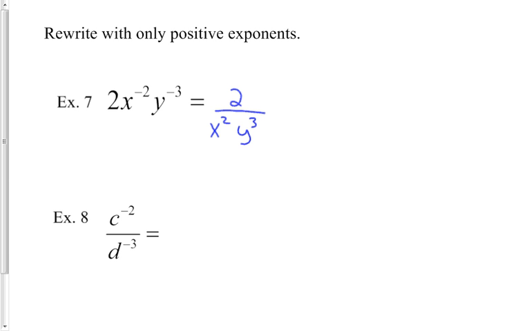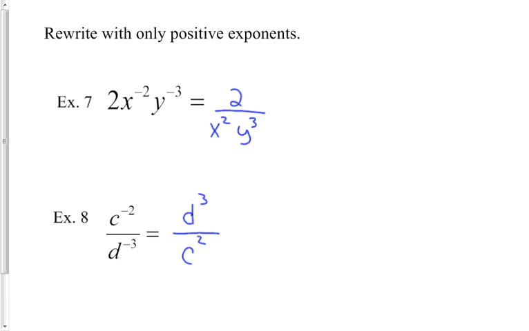And our last example here, both the c is raised to a negative exponent and then the d is raised to a negative exponent. So basically they're just going to change places. The d is going to move up to the top. It's raised to the positive third power. The c is going to move to the denominator. It's also raised to a positive exponent. They just switched spots. Again, that negative exponent will make it move to the other part of the fraction.